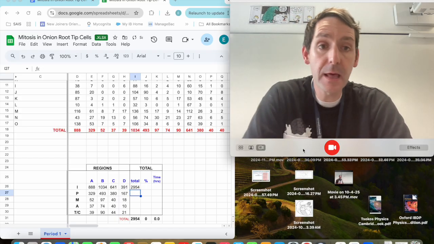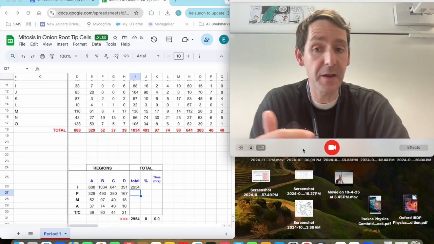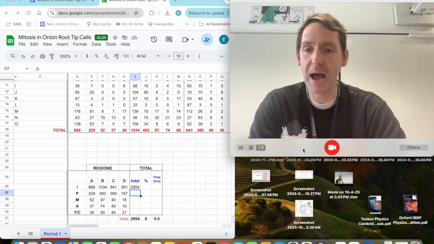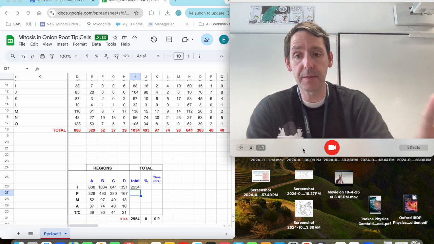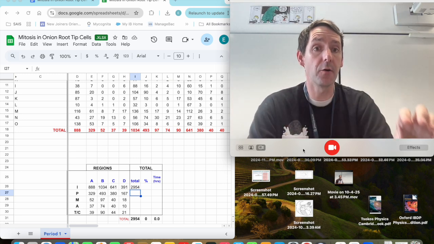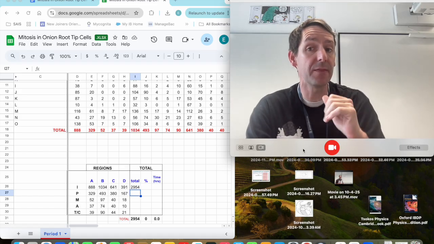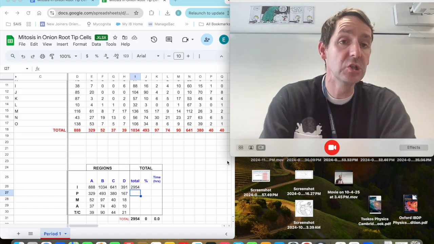All right, and then I'll do the same thing for prophase, metaphase, anaphase, telophase. So I'm adding up all of the interphase from all 4 regions. Okay, then I'm doing all of the prophase from all 4 regions. This is what it's asking us to do in that first section there. All right, so I'm going to go ahead and do that.